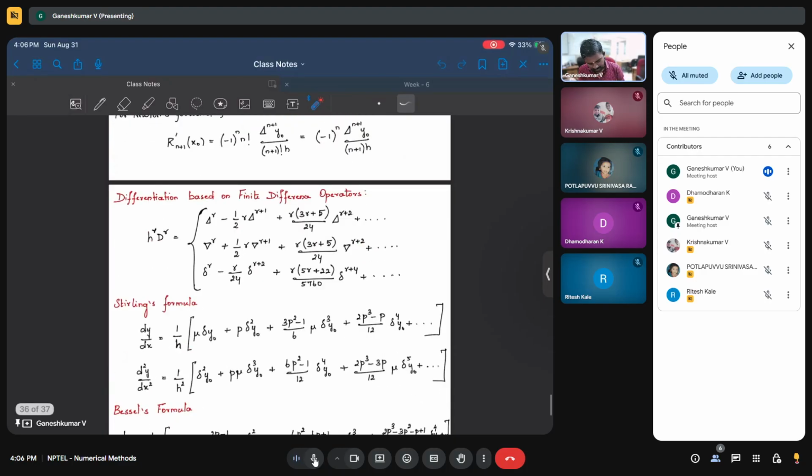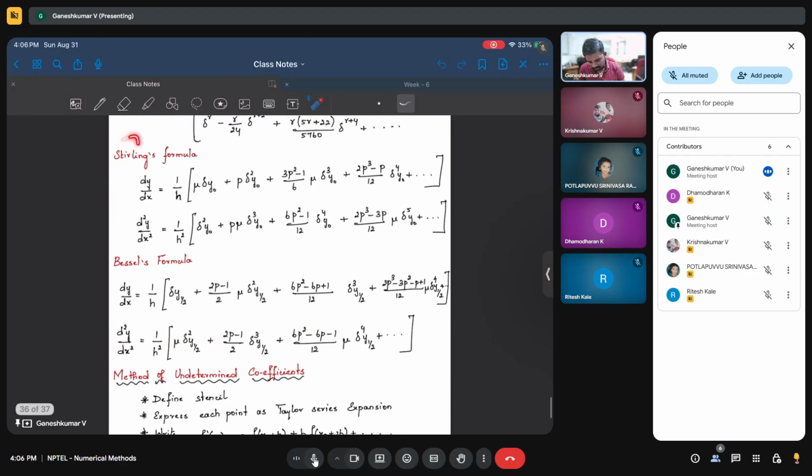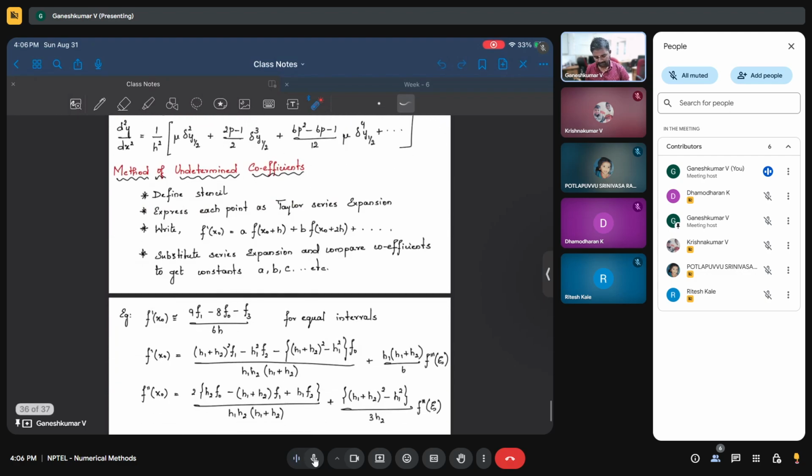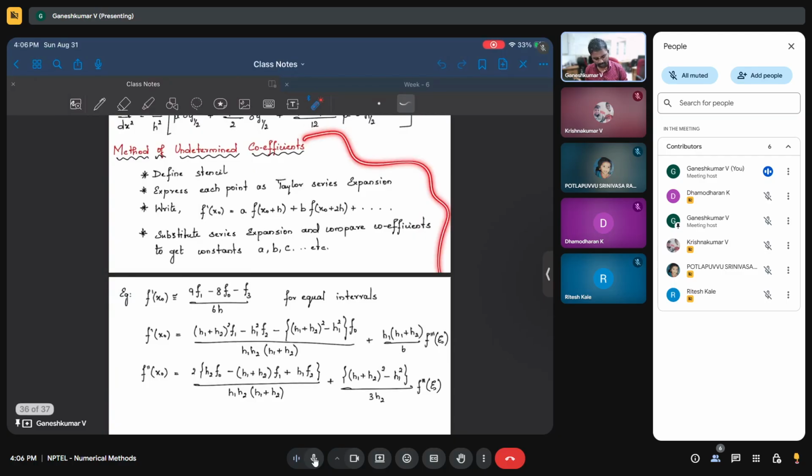All right. So similarly, you can also use finite difference operators that we saw to do these calculations. And then we can also use Stirling's and Bessel's formula to perform numerical differentiation. And finally, what we saw is the method of undetermined coefficients.